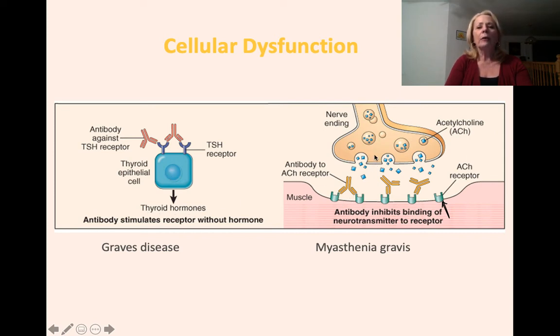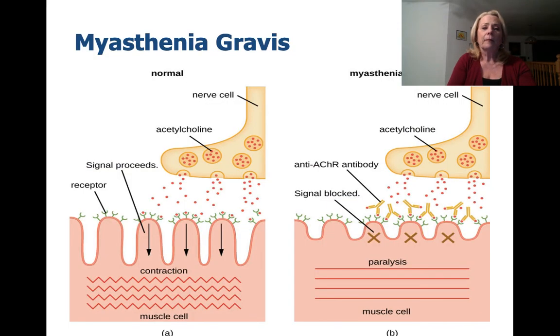Or here is the motor neuron releasing acetylcholine, and then that acetylcholine is supposed to bind to these receptors. Well, the antibody is attached to the receptors and won't allow acetylcholine to bind. And over time, those receptors can be destroyed. They actually are phagocytized. And same thing you see here. This is a normal motor neuron releasing acetylcholine, binding to the cholinergic receptors on the skeletal muscle, but here they can't bind because the antibody is attached.